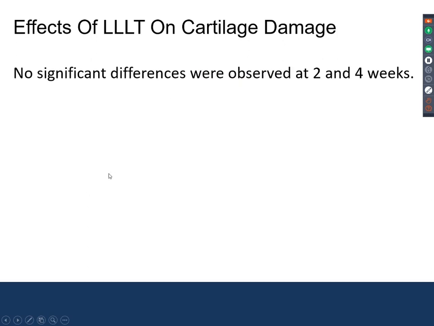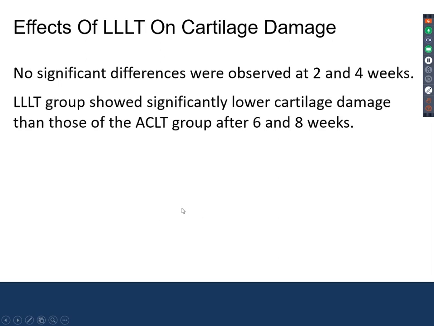So they started to treat with laser, and after about 2 to 4 weeks, there wasn't a lot of changes. And the reason for that, as we're all aware, is chondrocytes take a long time to grow and repair. However, after 6 and 8 weeks, they observed significantly lower cartilage damage compared to the control group.